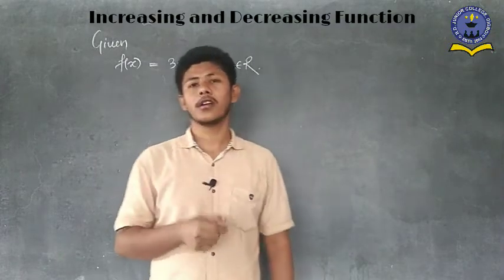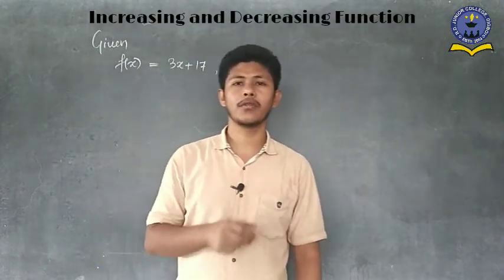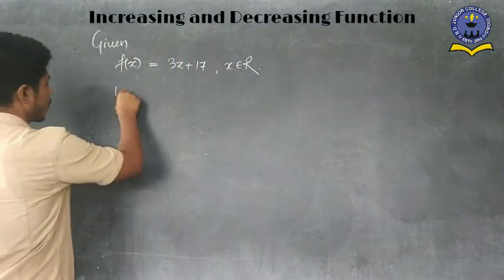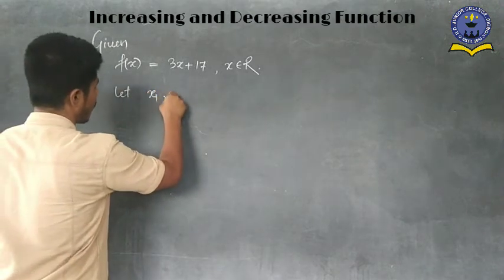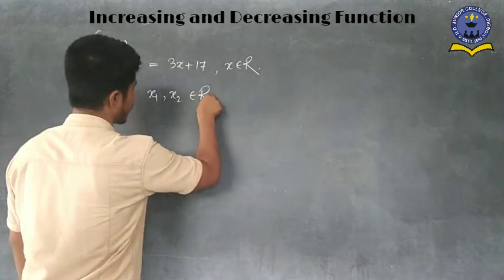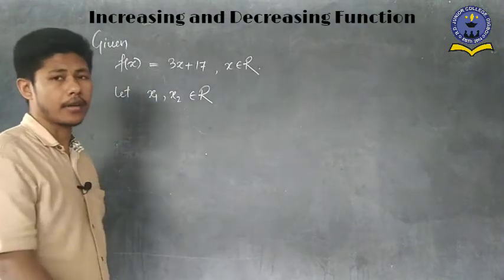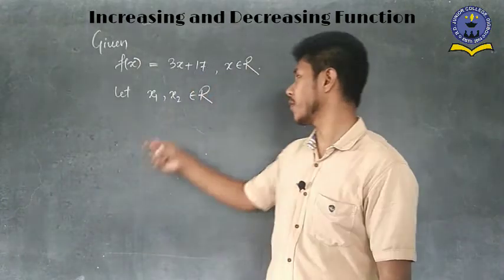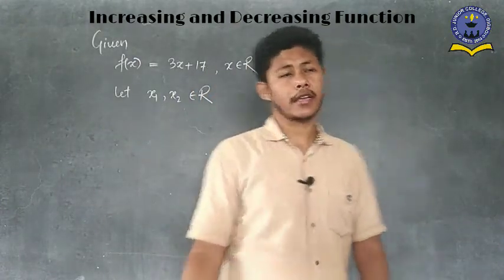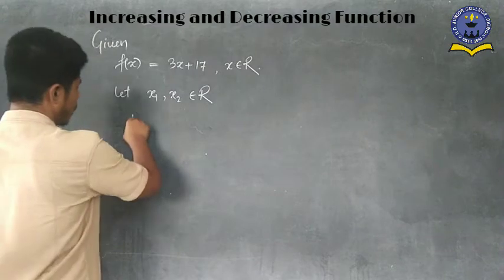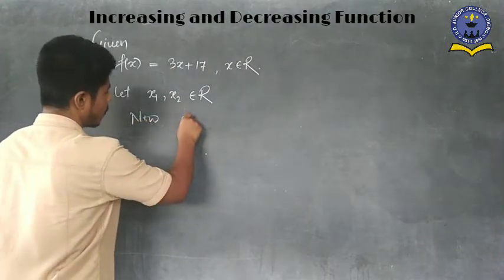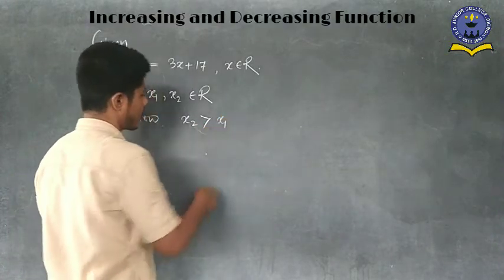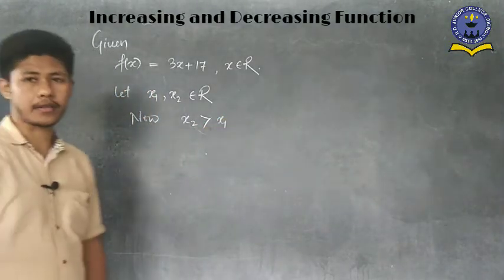So here we need two coordinates or two points, which we consider from the axis. So let x1, x2 belong to R. That means two real numbers we consider here. So x1, and after x1 we get x2, so easily we can say x2 > x1. Now if we write down the first condition, whatever we wrote at the start, we write x2 > x1.